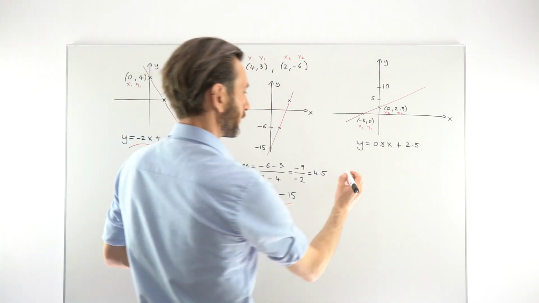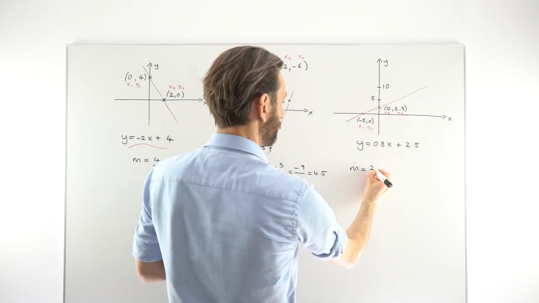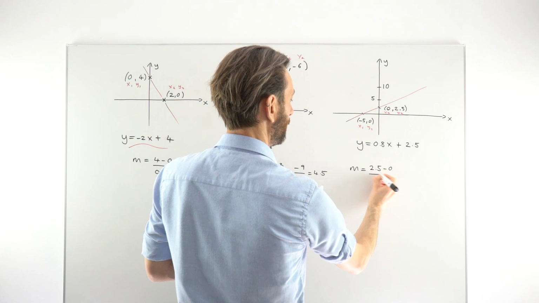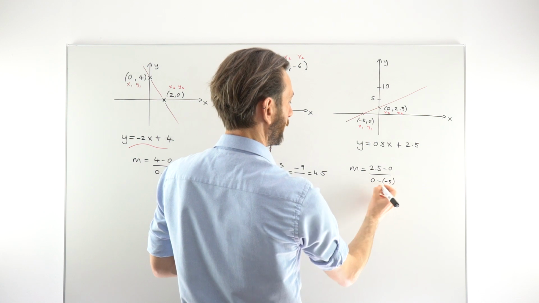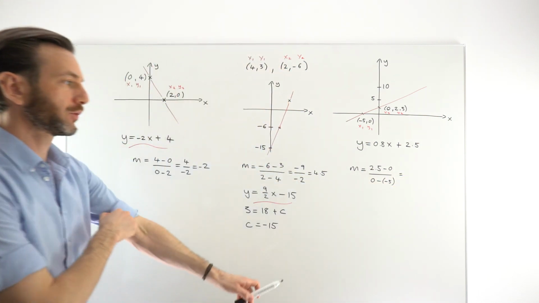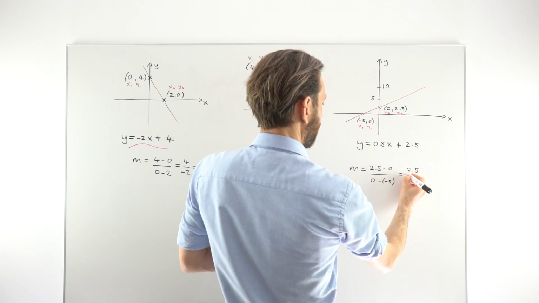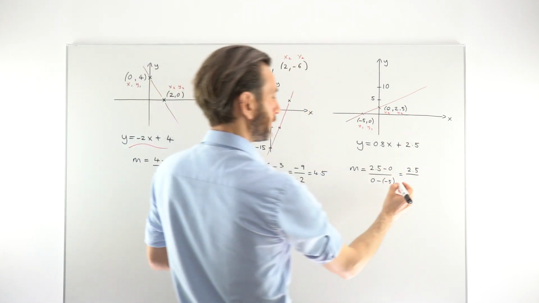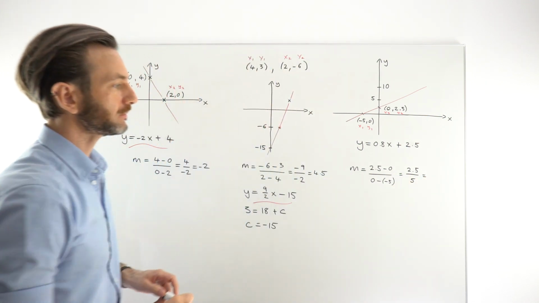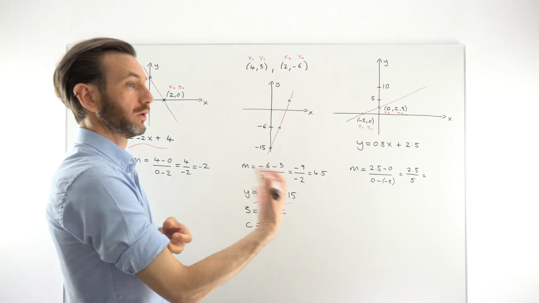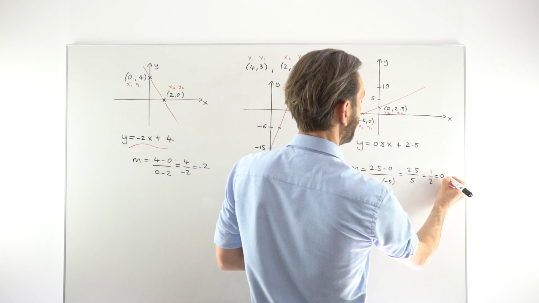So using our formula for the gradient, m equals y2 take away y1, so that's going to be 2.5 minus 0 divided by x2, which is 0 minus 5. Be careful with the double negatives there. So that gives us 2.5 on the numerator, and it gives us 0 minus 5, which is plus 5 on the denominator. So we've got 2.5 divided by 5. 5 is twice 2.5, so that comes out to be 1 over 2, which is 0.5.